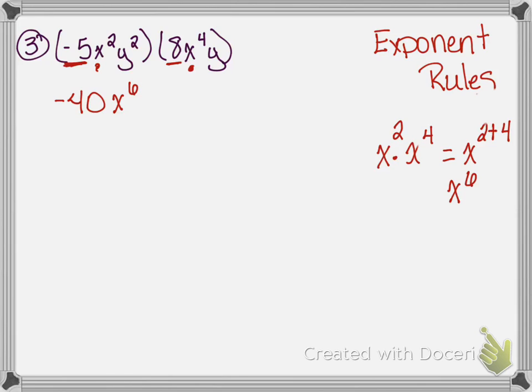Okay, now our next one, we have y squared times y. Now this y has a 1 right there. Don't forget that if you do not have an exponent written, there's an exponent of 1. So this is y squared times y to the 1st. We still add those exponents, and what do I get?